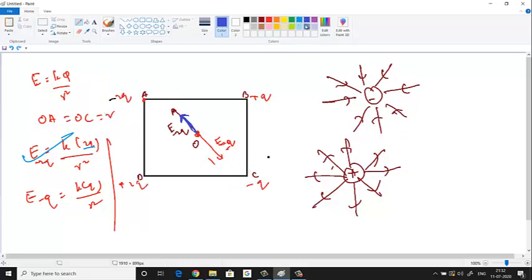Similarly, if you take plus 2q, for a positive charge the electric field is going to be away. So at O, the electric field due to plus 2q is going to be in this direction. What about for plus q? Opposite direction. Which is greater? 2q is greater. So for plus q and plus 2q, the resultant is going to be in the direction of plus 2q.